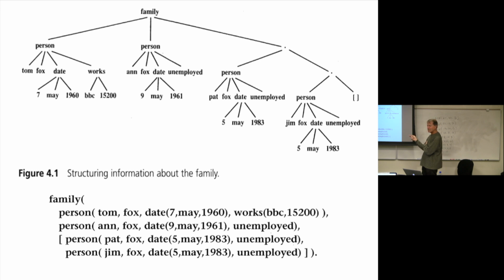And here's an example of a family. Now what does a person have? How many members? 1, 2, 3, 4. So it's Tom, Fox. What is this name? First name. The second one is the last name, the surname. And the third one is the birthday. It's a date, but how many things does the date have? Day, month, and year. And then the employment status.